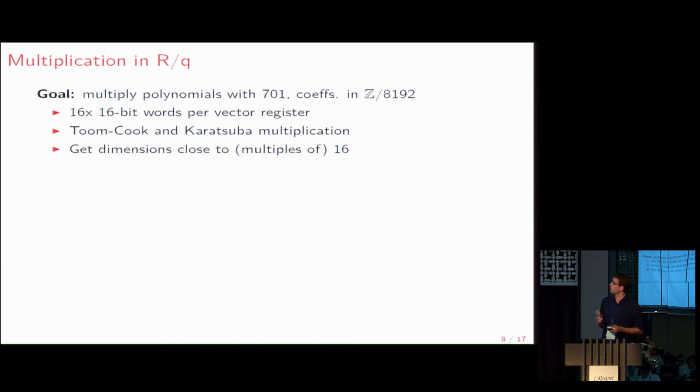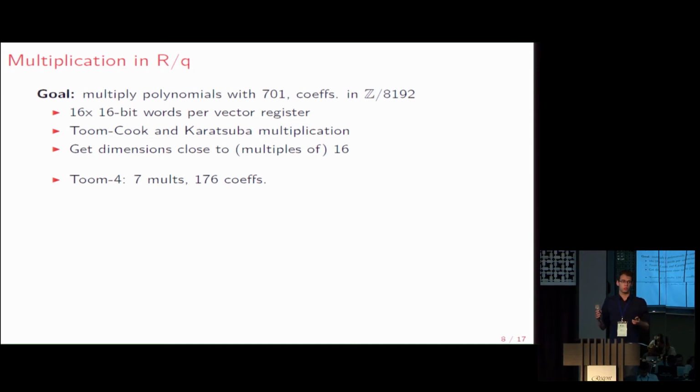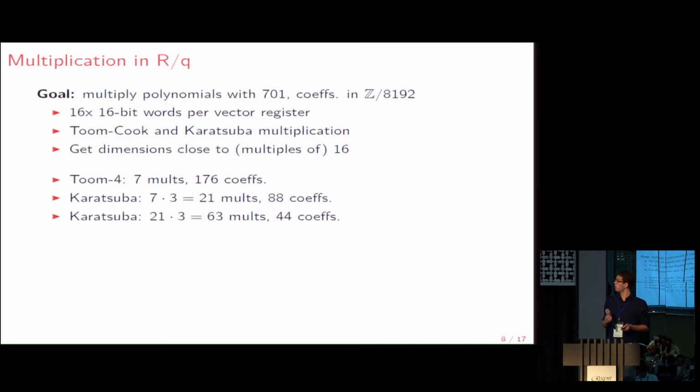We're going to rely on dimensions as close to 16 as we can, because we have these 16-bit words, 16 of them in a register. So if we can get dimensions into nice factors of 16, everything becomes very efficient. You can do nice multiplications. We'll see that in a bit. So we're just going to go through this. Start off with Toom-Cook. We're doing Toom-4, which means that we have 4 limbs. We cut our polynomials into 4 pieces. That would imply 16 schoolbook multiplications, but if you're doing Toom-4, that means 7 multiplications of, well, 176 coefficients. And we split this further using Karatsuba, and we split this once more using Karatsuba.